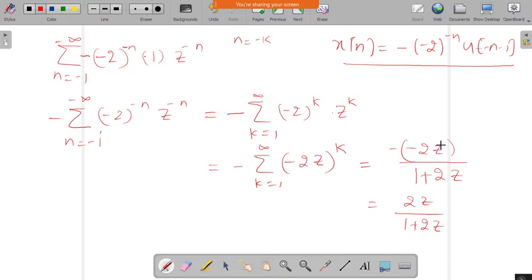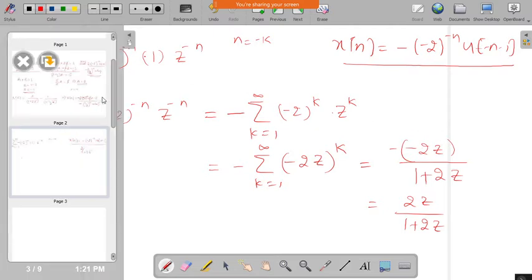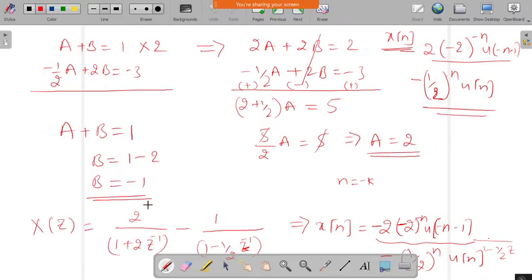So here the z term is again appearing. Now what can we do in our problem? Here the z term is not there, so we can multiply and divide by z term and put this as 2 power minus n into u of minus n minus 1, that is fine. But again there is a z term, so we cannot get the inverse Z transform.